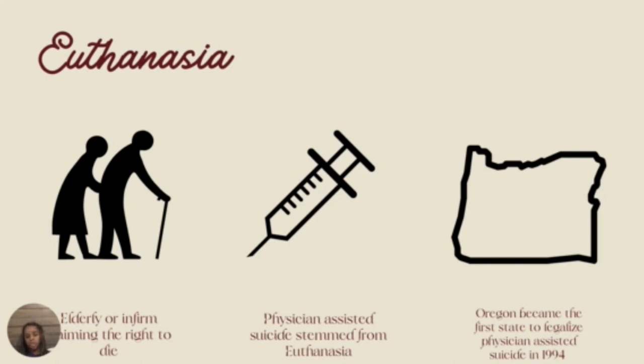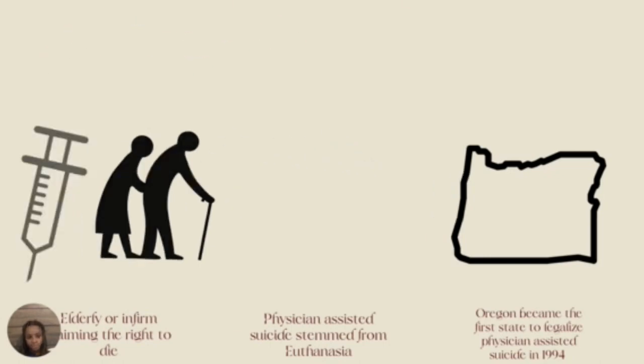So what some states did was they passed something called physician assisted suicide. It's exactly how it sounds. The doctors will inject a lethal dose of a substance into the patient so it kills them. The first state to legalize this was Oregon in 1994. 26 years later, in 2023, 9 other states have legalized physician assisted suicide.